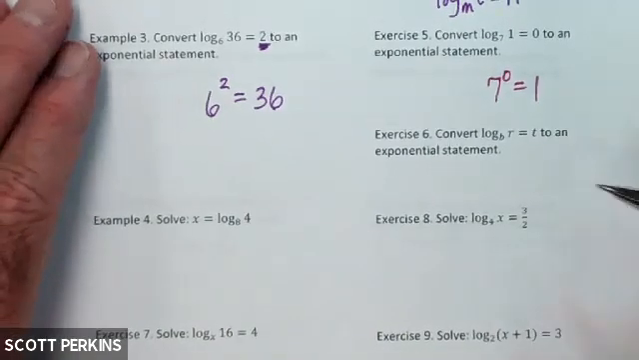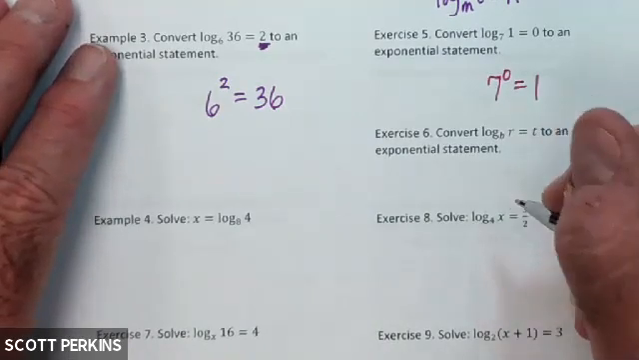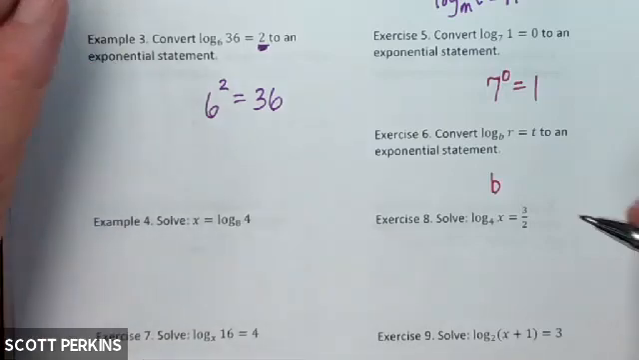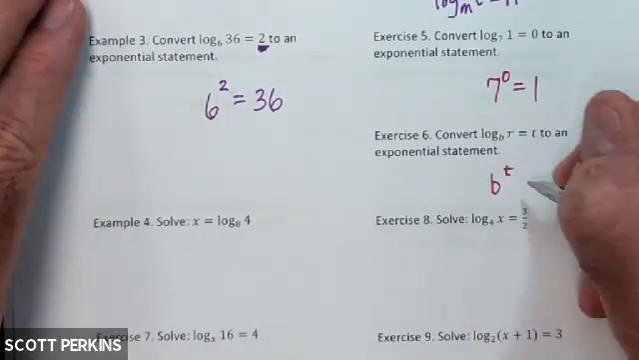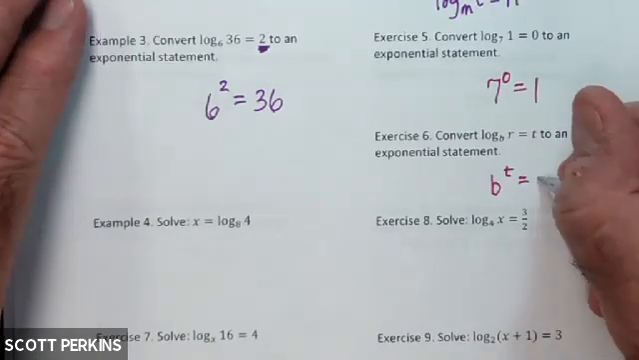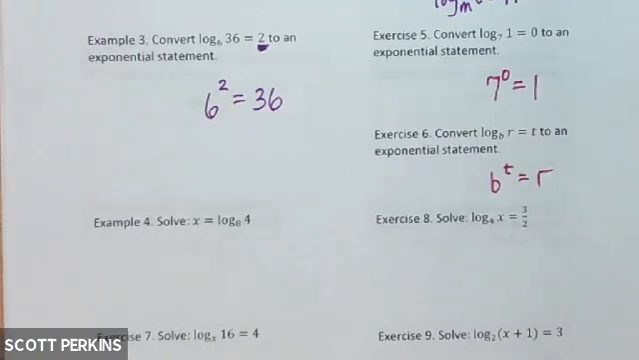All right, what's the base of that statement right there? b. What's the exponent? The logarithm is always equal to the power, so it's t, that's right. So b to the t, according to this statement, has to equal r.